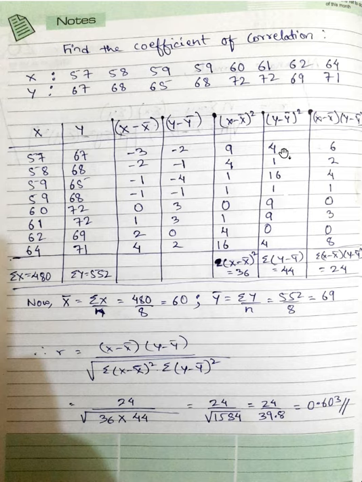Again we square all these values up, we get y minus y bar whole square. So minus 2 square is 4, minus 1 square is 1, minus 4 square is 16, minus 1 square is 1, minus 3 square is 9, 3 square is 9, 0 square is 0, 2 square is 4. We add all this up, we get summation y minus y bar whole square is equal to 44. Again I have forgotten to write squared here. It will be summation y minus y bar whole square is equal to 44.